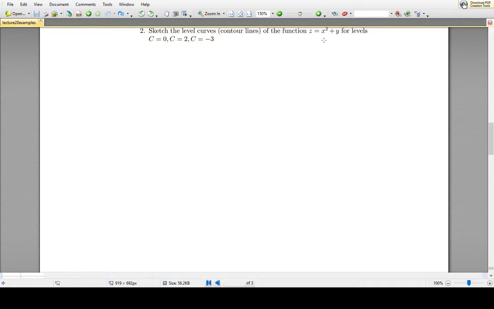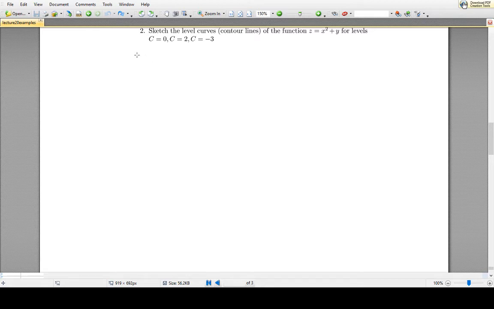And so the idea behind level curves and contour lines is that we're going to get an understanding of what this function looks like, what this mountain looks like. We're going to slice it at different levels: at the level 0, at the level 2, and at the level -3, and see what those slices look like. And that'll give us an idea of what this mountain might look like.